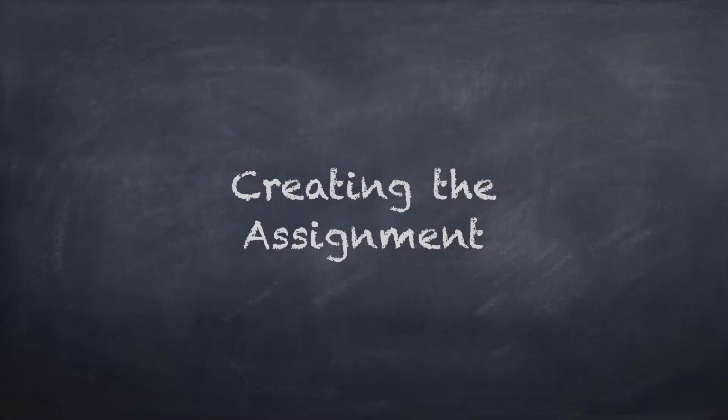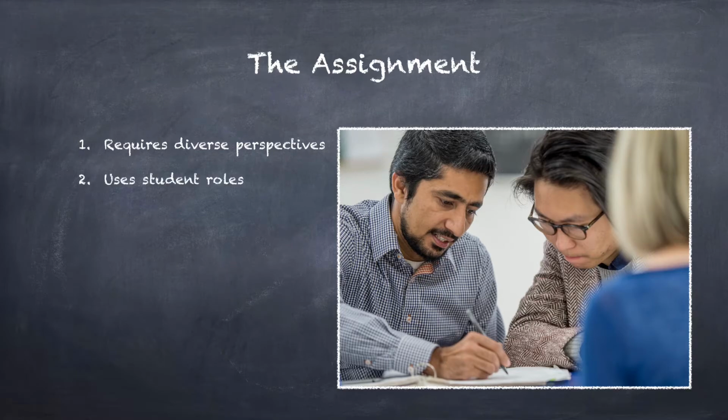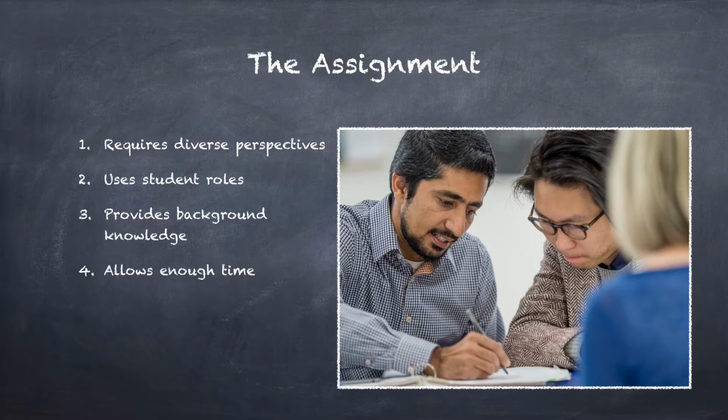The success of a team assignment frequently depends on the suitability of the assignment to teamwork. So, create an assignment that meets these criteria. 1. Having diverse skills and perspectives should be an asset to the assignment. 2. Differentiated team roles are necessary. Consider rotating roles. 3. Provide the necessary background knowledge required for the task. 4. Give enough time for a complex task to be completed.